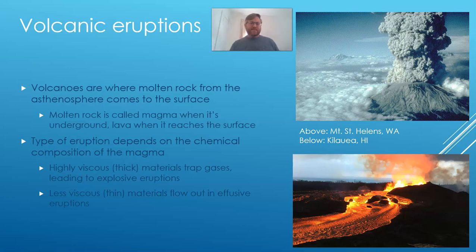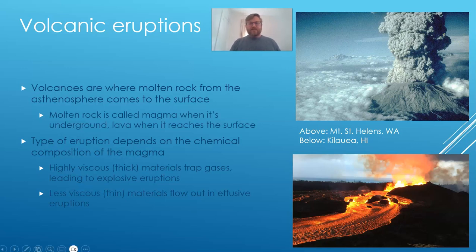If you have a less viscous material, a thinner material, then it's going to allow those gases to escape more easily. So the gases are still coming out of the volcano, but they're not propelling the lava up into the air in the same way. And so you get that effusive eruption. You get that just liquid-like flow of your lava down the side of the volcano.